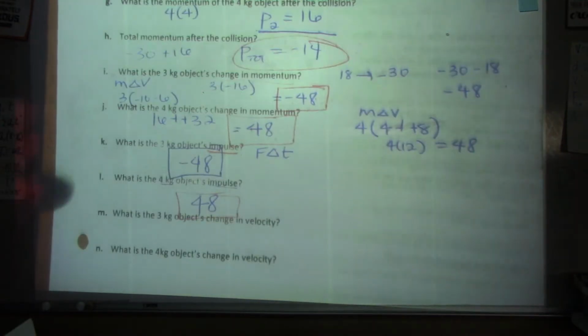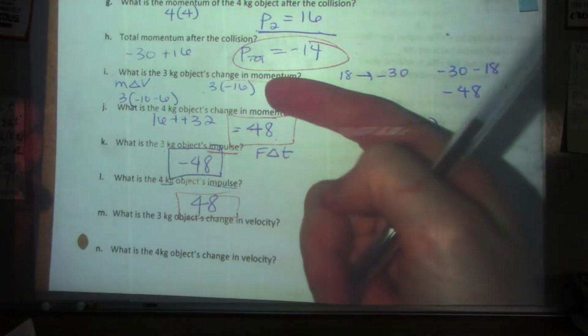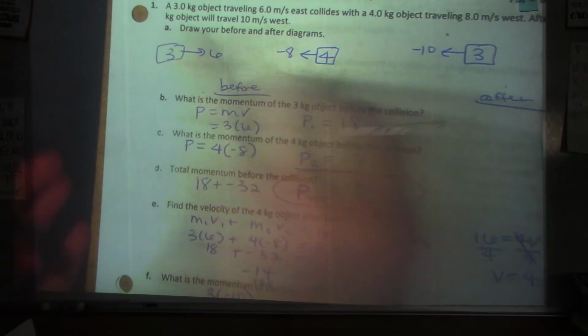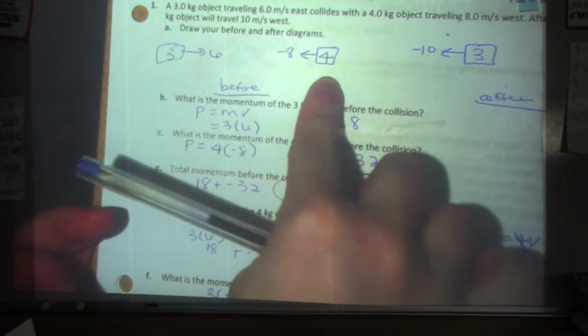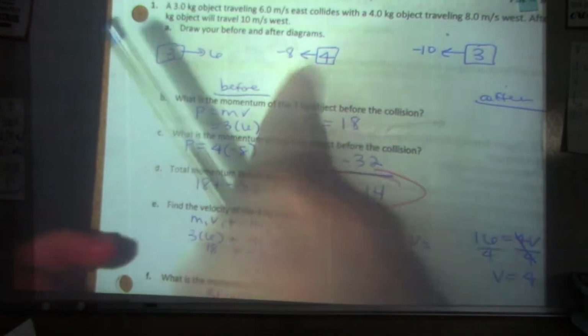So that feels a force directed in the negative direction, which would be to the left. So if you think about the 3 kilogram, it did feel a force to the left when this guy hit it, and the 4 kilogram did feel a force in the positive direction to the right when this guy hit it.